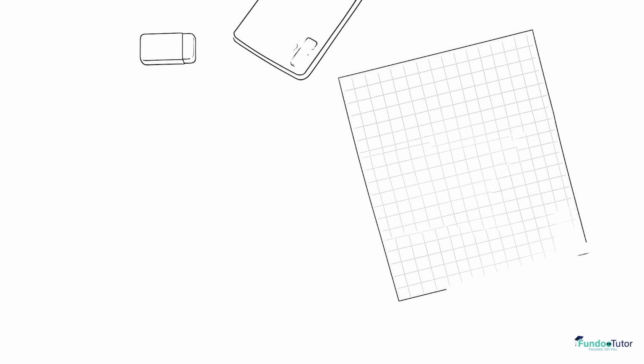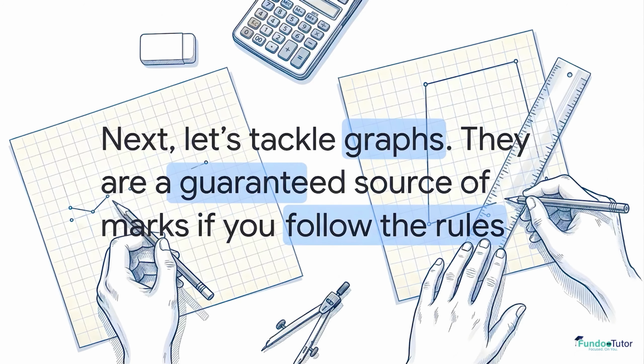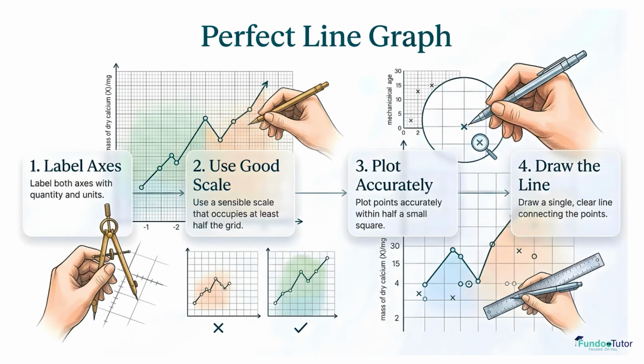After tables, we've got graphs. Now, drawing a graph might seem pretty simple, but it is so easy to lose marks on tiny little details. But the good news is, if you just follow a simple checklist, you can lock in these marks every single time. Here it is, the 4 simple steps to a perfect line graph. First, and this is a big one, always label your axes with both the quantity and the unit. For example, mean daily calcium intake /mg.